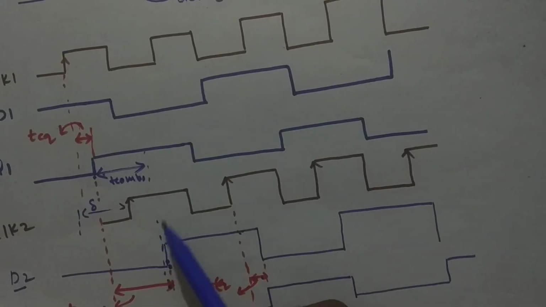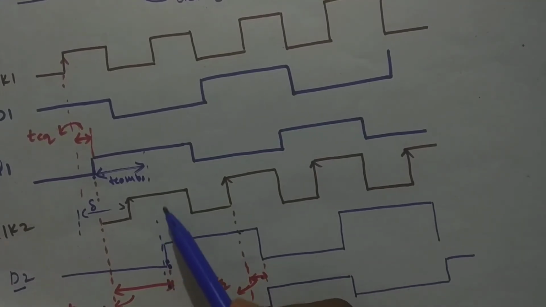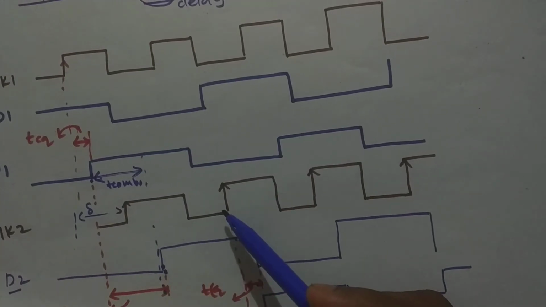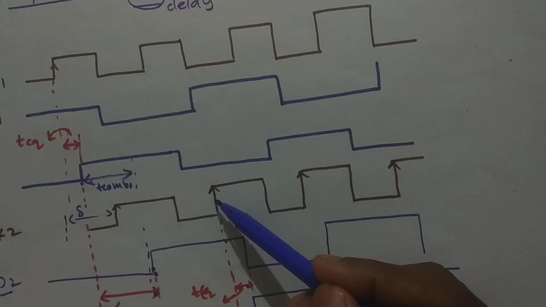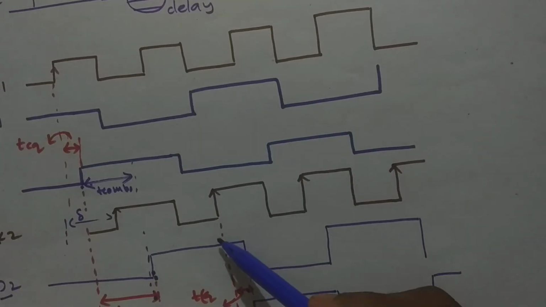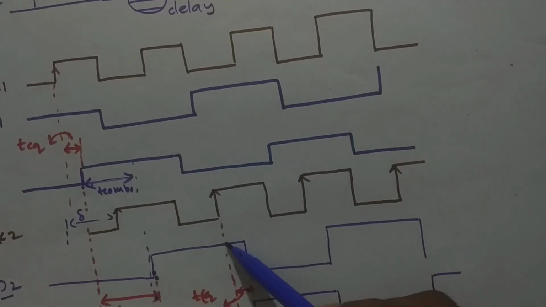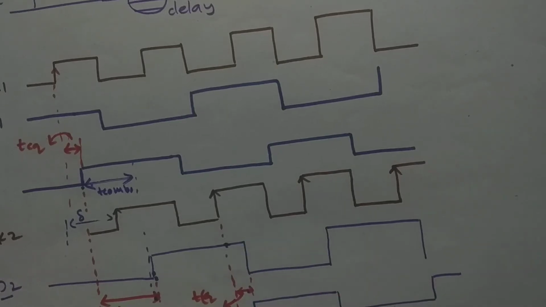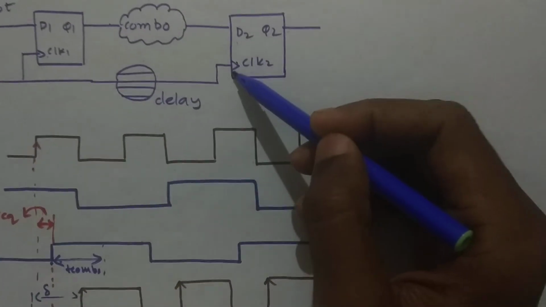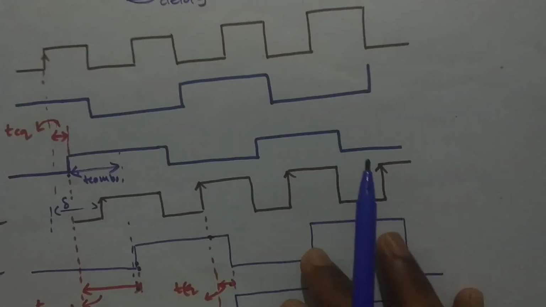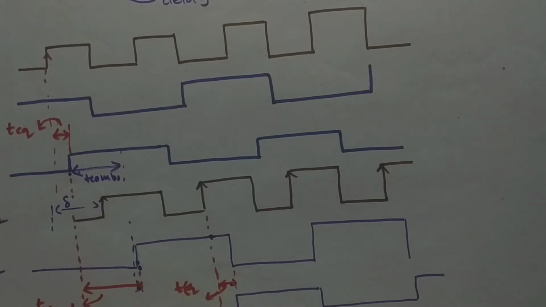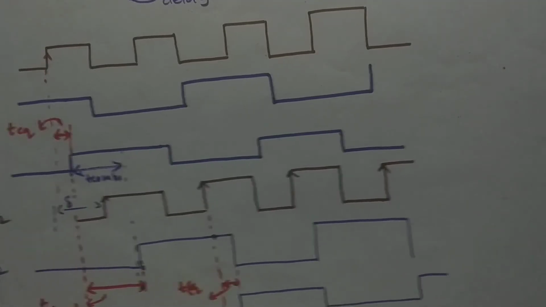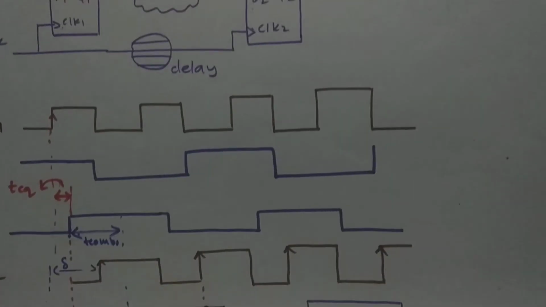Here it's not going to detect because it's edge triggering. It will detect at the positive edge. So I'm taking the positive edge. It has detected that D2 has changed. Now it will change Q2, but after TCQ delay. I hope you have understood now. And we have a small amount of delta also. Now how is this affecting our setup condition and hold condition?